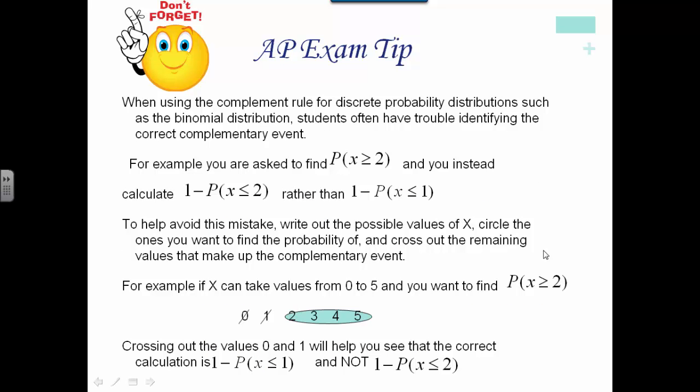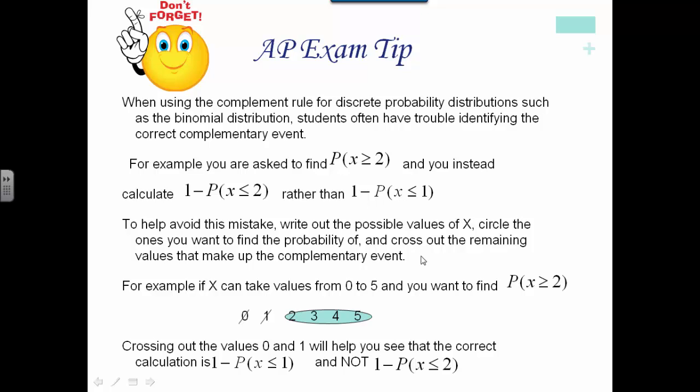When using the complement rule for discrete probability distributions such as the binomial distribution, students often have trouble identifying the correct complementary event. For example, you're asked to find the probability x is greater than or equal to 2, and you instead calculate 1 minus the probability x is less than or equal to 2, rather than 1 minus the probability x is less than or equal to 1.